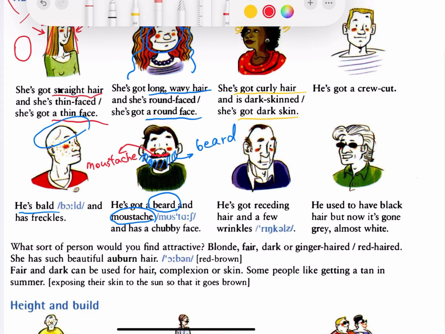And now let's look at this picture. We say he has white hair or gray hair. In the past, he used to have black hair. But now he has gray hair and he's going to have white hair, because as we age, the color of the hair changes as well.